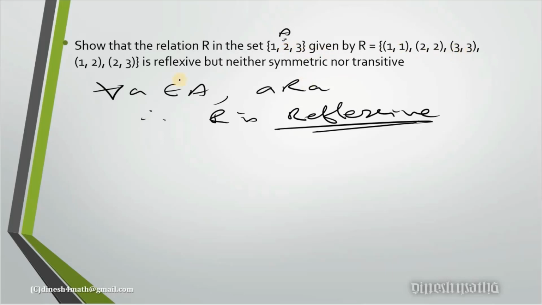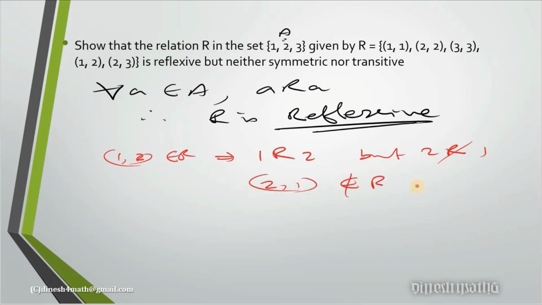Now to say it is symmetric, take one of the examples from there. Say if I take 1 and 2, this is (1, 2) belongs to R. This just means, as we are writing, 1 is related to 2. Now can you see any (2, 1) in the question? There is no (2, 1) in the relation, right? So you can say 2 is not related to 1, or (2, 1) does not belong to R. So it is not symmetric.